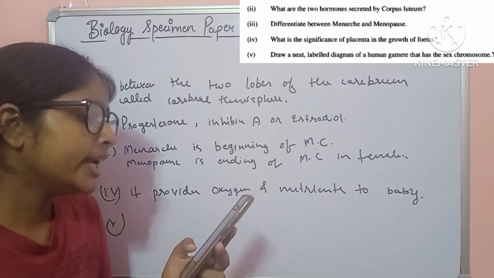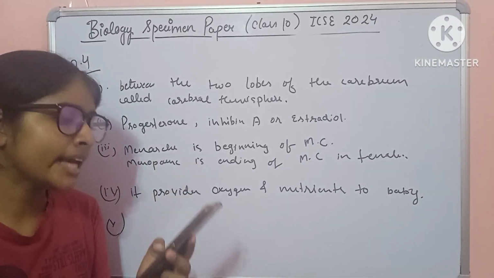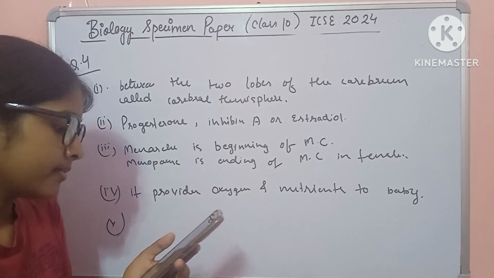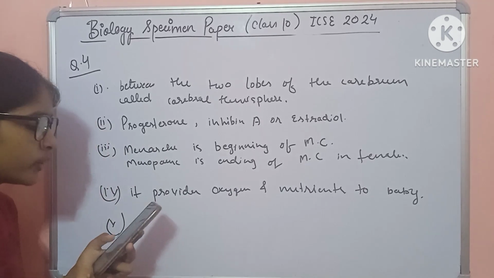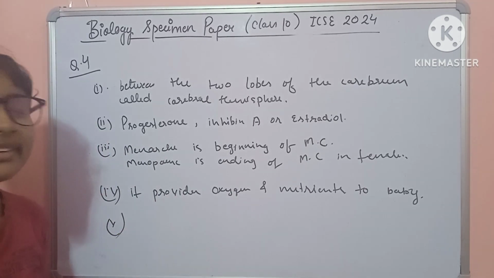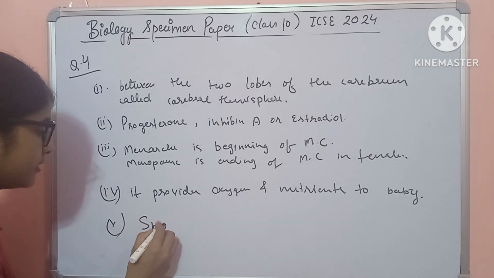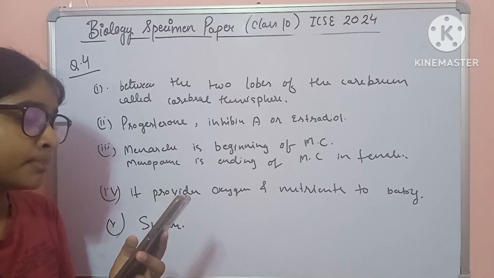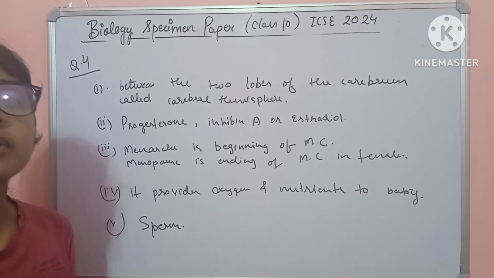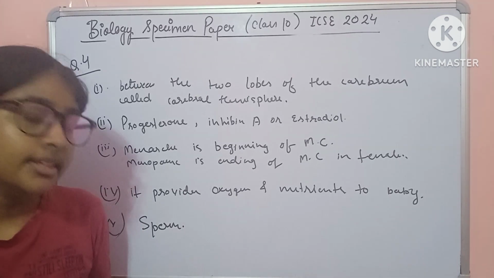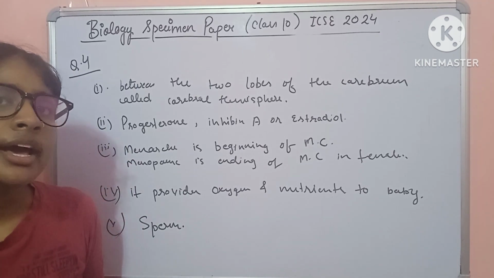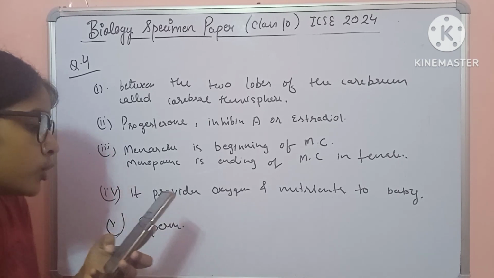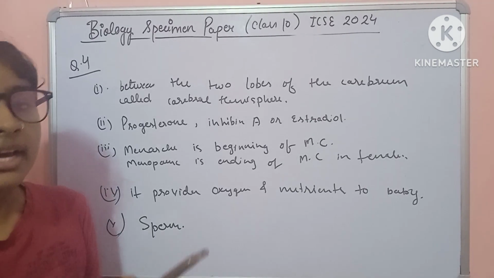Fifth part, draw a neat labelled diagram of a human gamete that has the sex chromosome Y. You can guess what the answer is here. You have to draw the diagram of a sperm, and don't forget to label all the important parts. This is a very important question, as it has been seen in the question paper every year. So don't forget to prepare this diagram, meaning the diagram of a sperm.